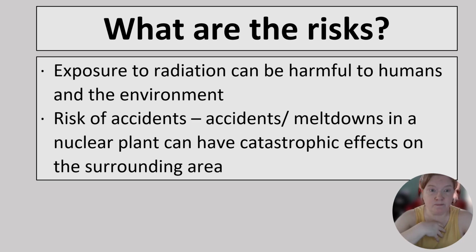In addition, exposure to radiation can be harmful to humans and the environment. It causes changes in DNA. And there are risks of accidents. Accidents or meltdowns in a nuclear power plant can have catastrophic effects on the surrounding area.